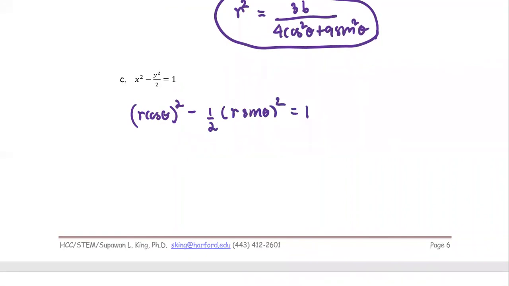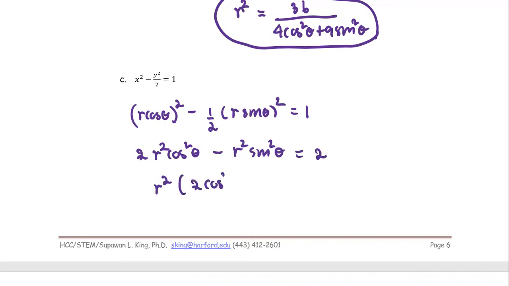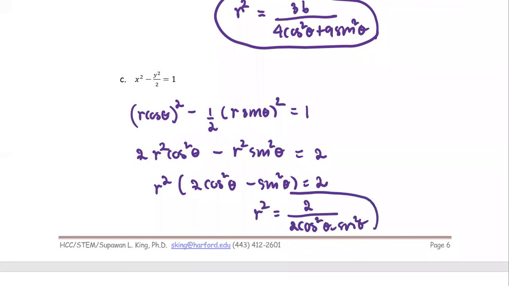For our convenience, multiply all terms by 2 to get 2 times r squared cosine squared theta minus r squared sine squared theta equals 2. Factor the r squared out to get r squared multiplied by 2 times cosine squared theta minus sine squared theta equals 2. And then solve for r squared. R squared equals 2 divided by 2 times cosine squared theta minus sine squared theta, as the equation in the polar coordinate system.